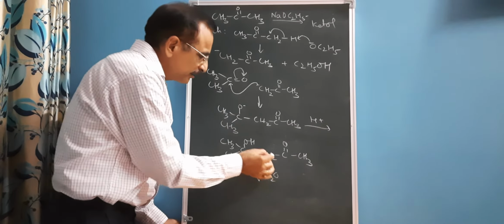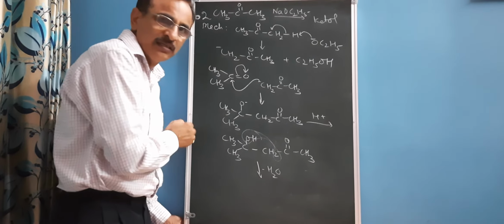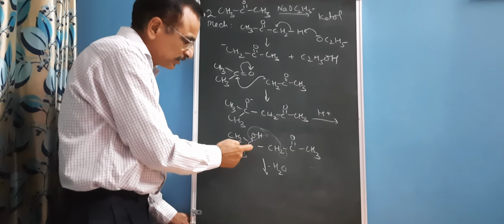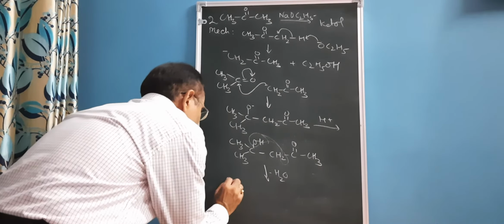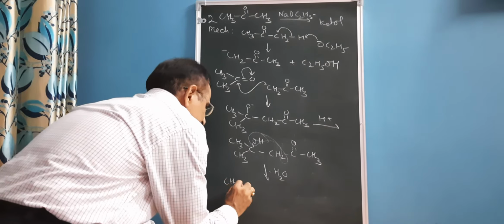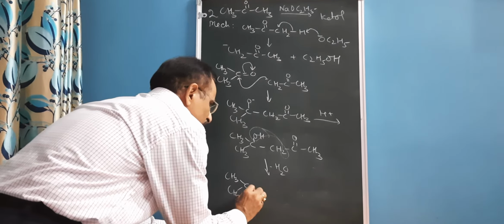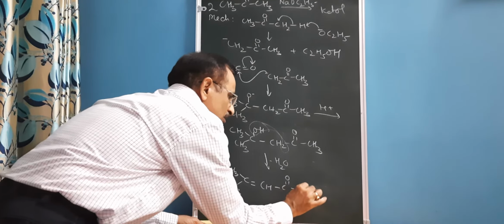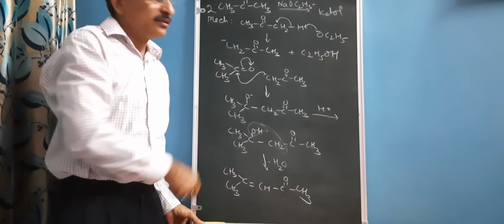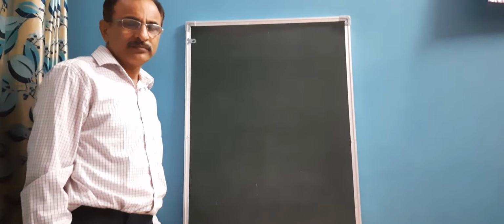Therefore, as per Saytzeff rule, hydrogen will be removed from the carbon having the lesser number of hydrogen atoms, and that is why loss of a water molecule takes place here, OH from this carbon and hydrogen from this carbon. That results in the formation of an unsaturated ketone, and this unsaturated ketone will be the product in this reaction. This is the mechanism of ketol formation.